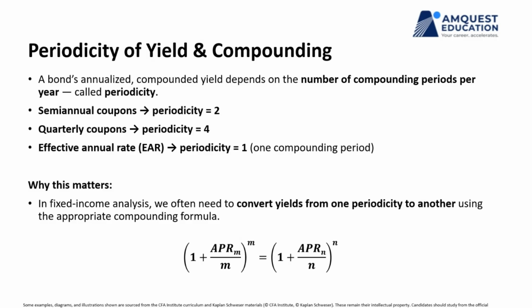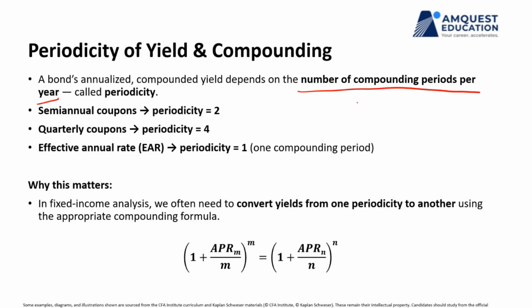Now, the first thing that comes up is obviously the concept of periodicity. And the concept of periodicity is not only for fixed income. You will also read it when you do quantitative methods as a concept. So it's pretty simple, right? Periodicity means the number of compounding periods per year. It could be annual compounding, semi-annual compounding, quarterly compounding, anything else, right? It could be daily compounding.